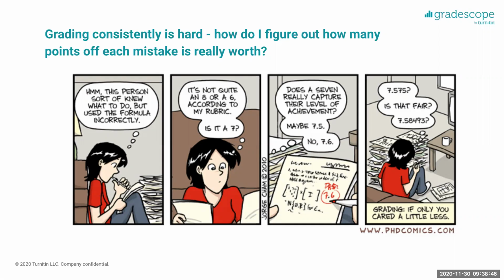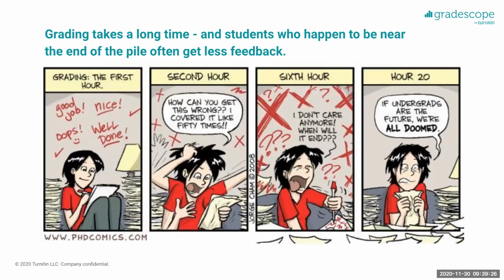But then we move on to another student who might give a similar answer. But does a 7 really capture that level of achievement? Maybe it's a 7.5, or is it a 7.6? And then we go to the next student, and they've given a very similar answer again, but there's something slightly different. So then we go, do they get a 7.575? Is that fair? Have they demonstrated what we want them to do? Or is it 7.58493? It can get to the point where we start really nitpicking answers, and it can be really, really hard to grade consistently. And it takes a long time.